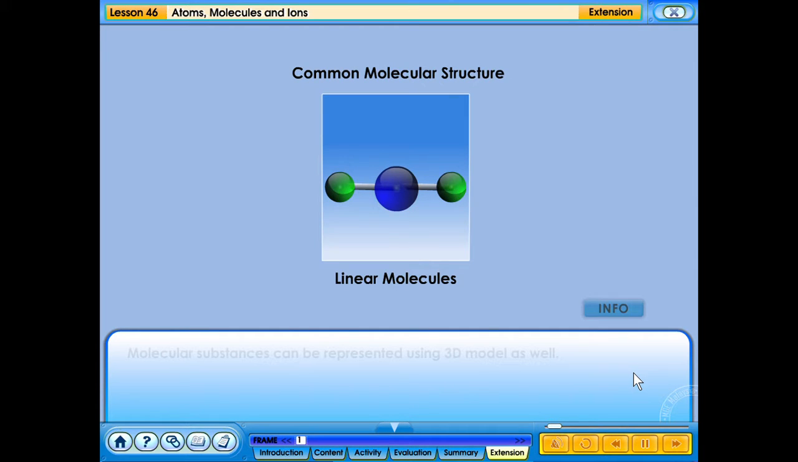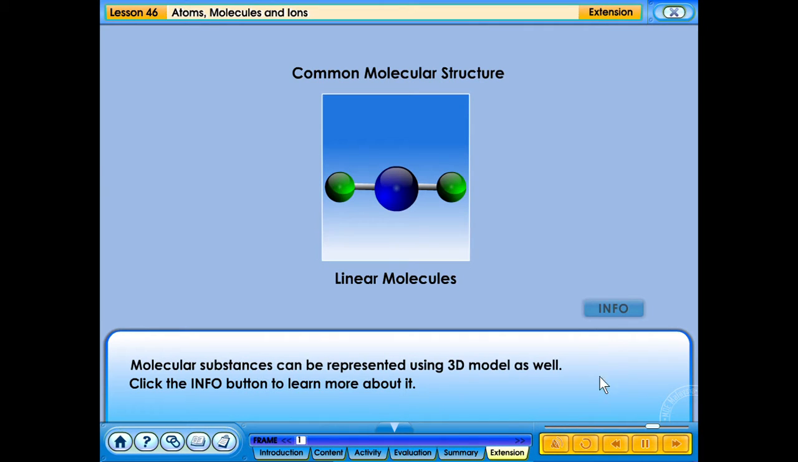Molecular substances can be represented using 3D models as well. Click the Info button to learn more about it.